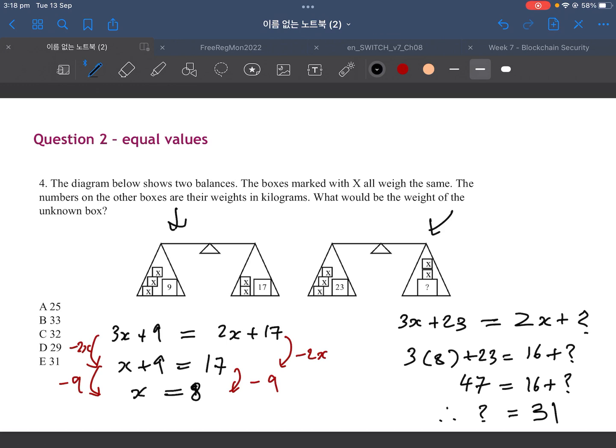Okay, guys? So hopefully that made sense, and that's why the option is E.